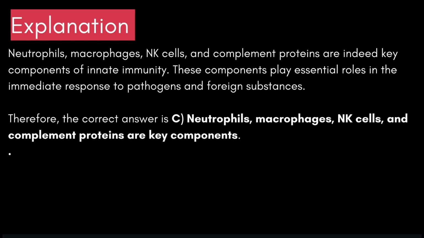Neutrophils, macrophages, natural killer cells, and complement proteins are indeed key components of innate immunity. These components play essential roles in the immediate response to pathogens and foreign substances. Therefore, the correct answer is C. Neutrophils, macrophages, natural killer cells, and complement proteins are key components. Let's go ahead and see why the other answer choices are incorrect.